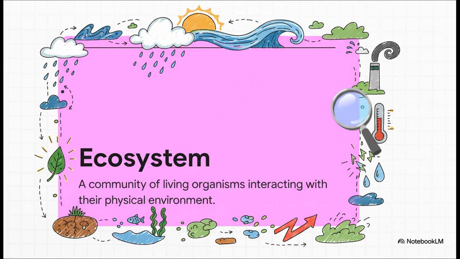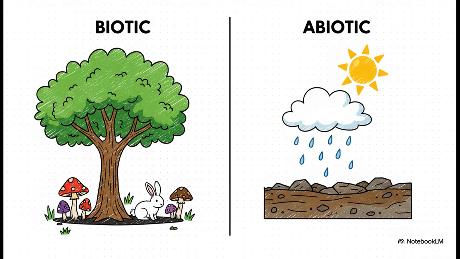It's not just a place. It's a dynamic community where all the living organisms, we're talking plants, animals, microbes, the whole deal, are in a constant dance with their non-living surroundings. And every single ecosystem is defined by these two types of factors.